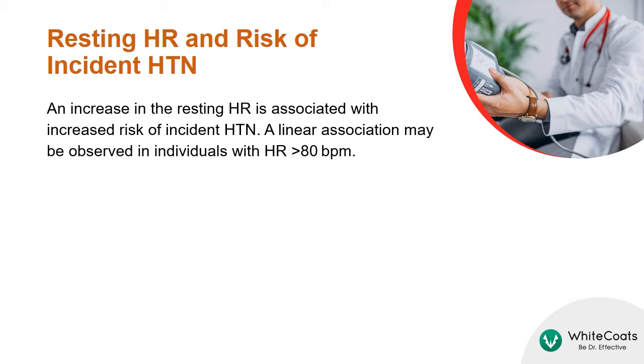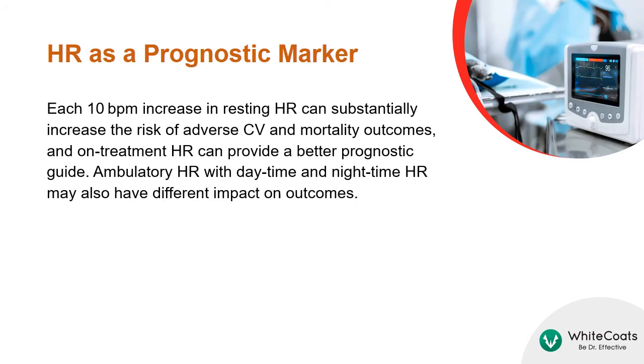A linear association may be observed in individuals with HR greater than 80 bpm. Each 10 beats per minute increase in resting heart rate can substantially increase the risk of adverse cardiovascular and mortality outcomes, and on-treatment heart rate can provide a better prognostic guide. Ambulatory heart rate with daytime and nighttime heart rate may also have different impact on outcomes.